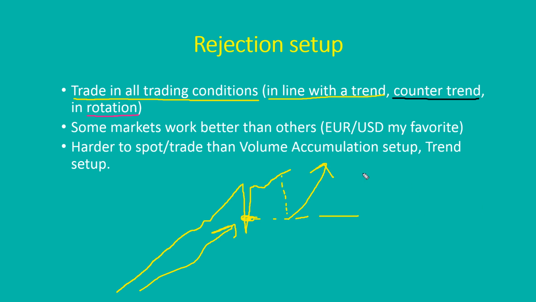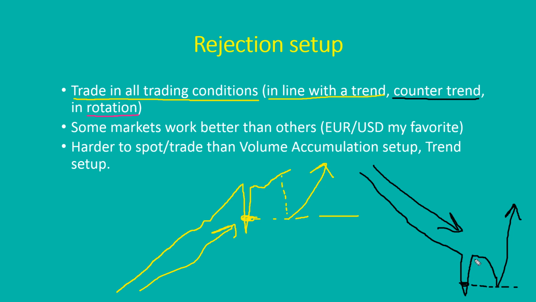Counter trend would mean that there was a downtrend, then an aggressive rejection of lower prices, then you would wait for the pullback to the significant volume cluster, and you would go long from there. So you would go counter the trend. Alright, so this is the counter trend situation.